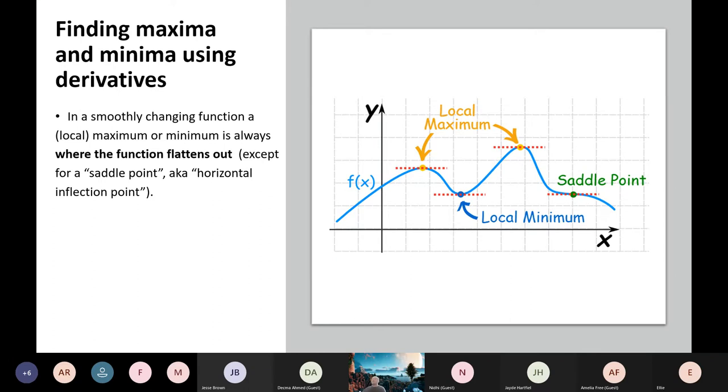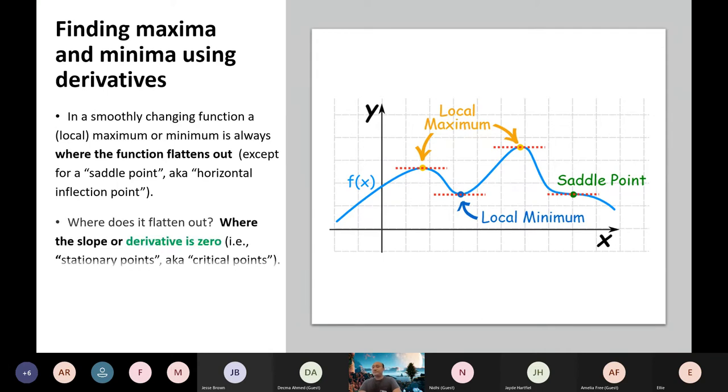So basically, in a smoothly changing function, a local minimum or maximum is always where the function flattens out. Can you imagine? At the peak or valley, the tangent line must be flat. Otherwise, it's not a peak or valley, right? So if we're interested in some function which has peaks or valleys, and we want to find the peaks or valleys, we know that at the peak or valley point, the tangent line must be flat. Okay, that's cool, because if the tangent line slope is flat, that means the first derivative is zero.